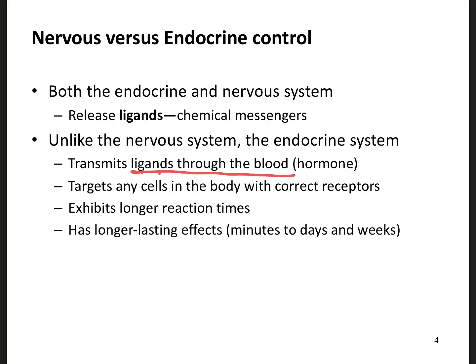Okay, the endocrine system exhibits longer reaction times. Right? Nervous system, you put your hand on a hot stove, you pull it back right away. Yes? That's because you feel that. That's a nervous system response. The nervous system control is meant for quick response stimuli to help protect your body, and you'd respond to stimuli very quickly. The endocrine system is longer term, right? We're talking about minutes, hours, days, weeks, even months, even years. Okay? Right, so they have these longer lasting effects.